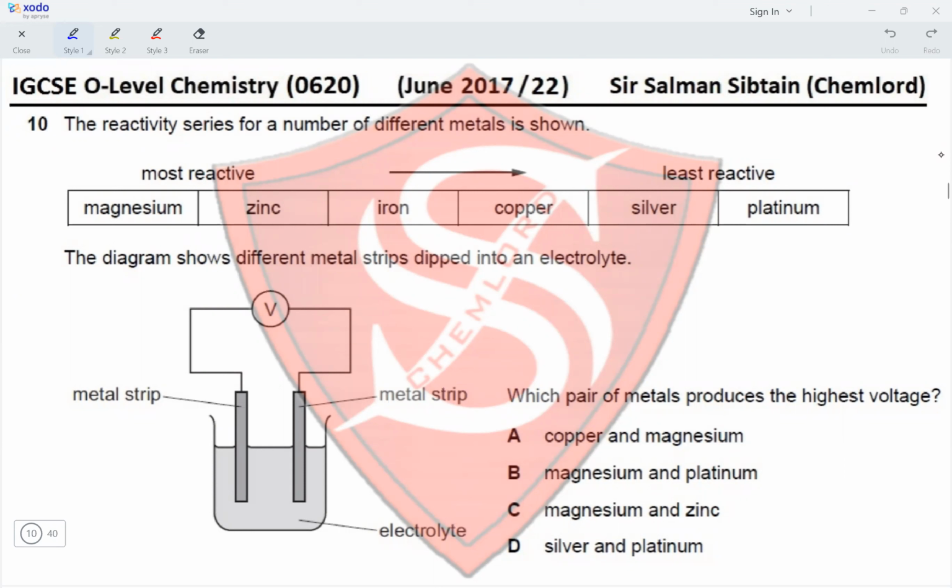So copper and magnesium has a good difference in reactivity, but let's compare the others. Magnesium and platinum, they are at the extreme ends of the given reactivity series. So they would have the maximum difference. So this should be the correct answer. Next, magnesium and zinc, they are next to each other in the reactivity series. So the voltage would be the lowest here, and silver and platinum are also closest to each other. The voltage for these would be lower than that for magnesium and zinc because they are the least reactive metals in the given series. Therefore, option B is the correct option for this question.